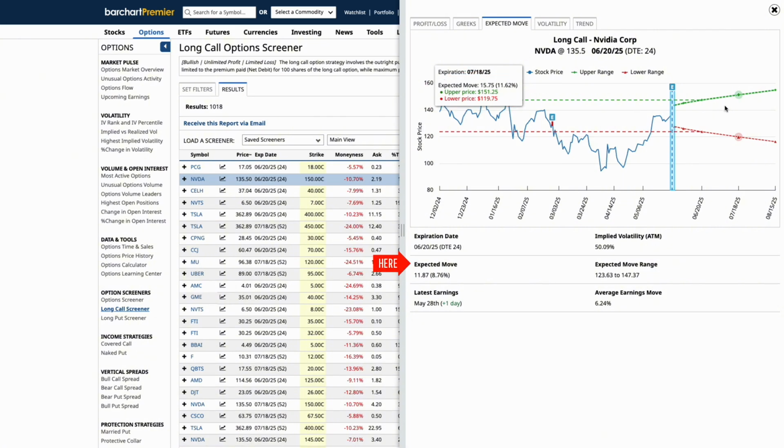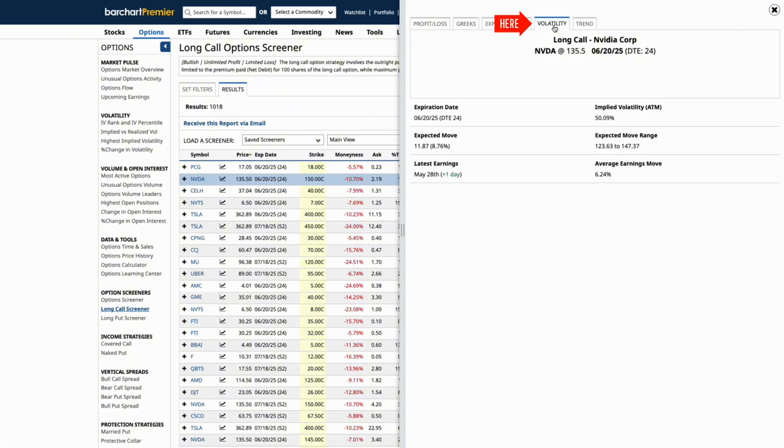Below, you'll see projected move and price range, expiration dates and days to expiration, implied volatility, the latest earnings date, and average earnings moves from the past 4 quarters. This helps you validate whether your trade fits the expected range, especially useful for neutral trades like iron condors or straddles. Next is the volatility tab.